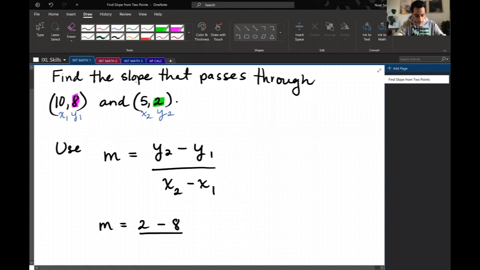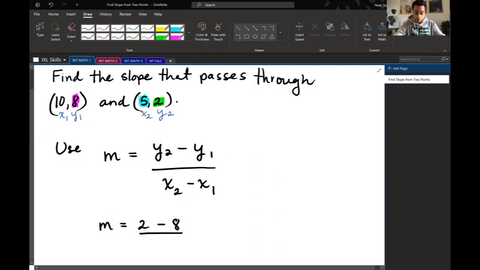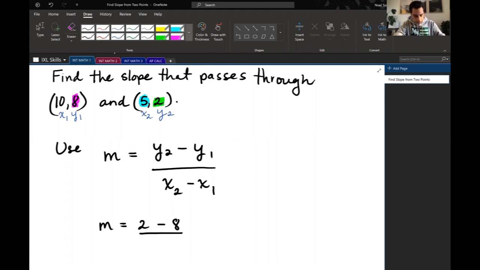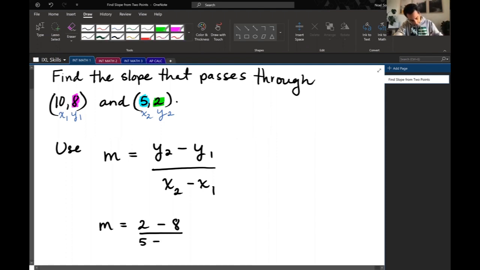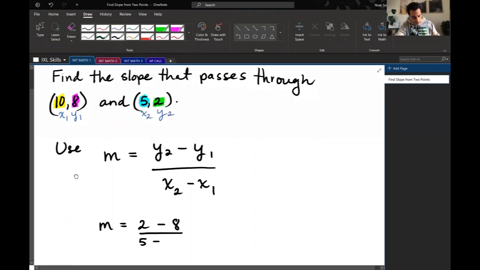Now I look for x2. All right, with x2, that's going to be 5, right? So it's my second x value. So we use 5, minus x1, okay? And x1 happens to be 10, right? So I end up using all 4 values. I'm going to go ahead and substitute it in, and then we're just going to clean up the slope.